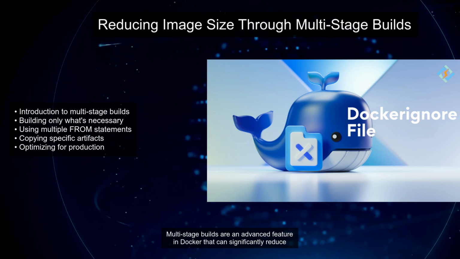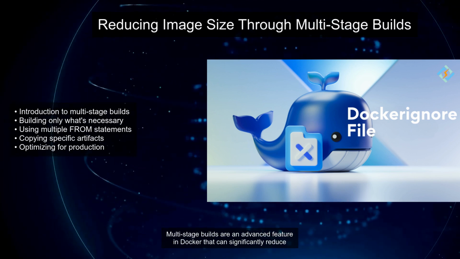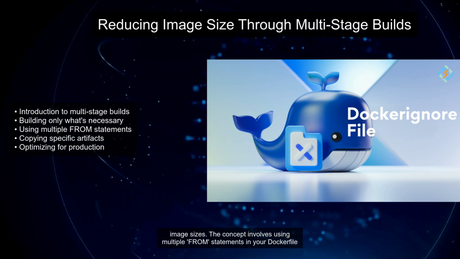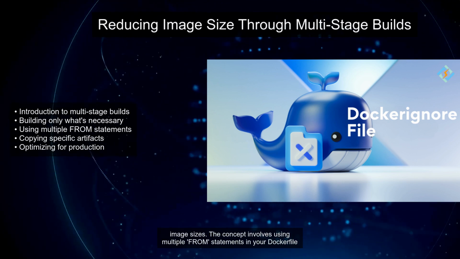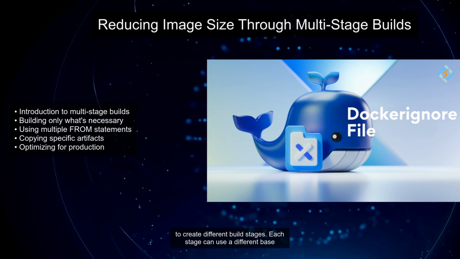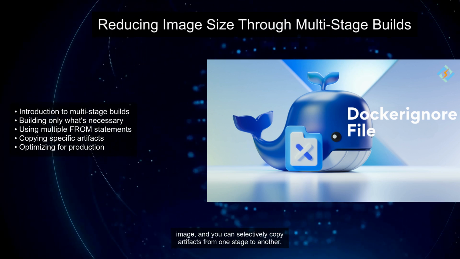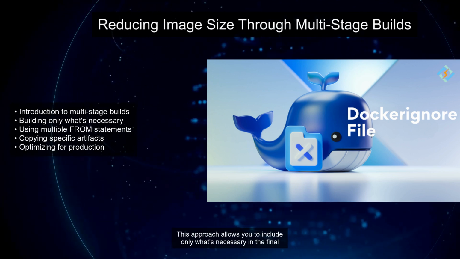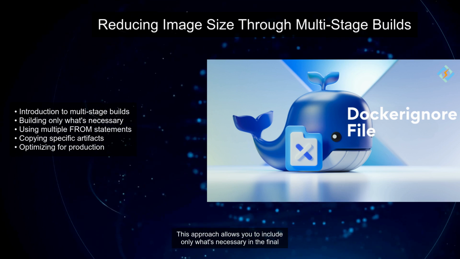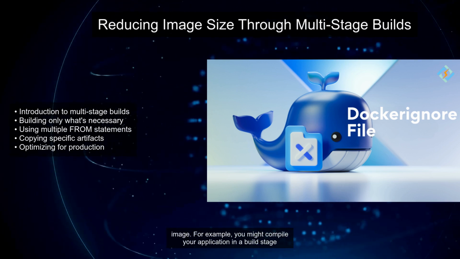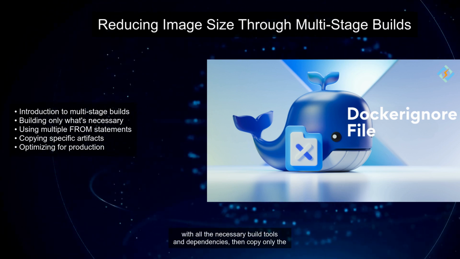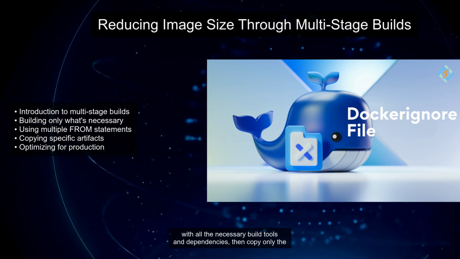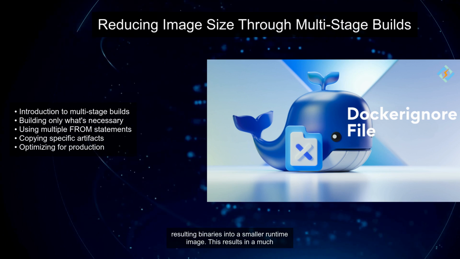Multi-stage builds are an advanced feature in Docker that can significantly reduce image sizes. The concept involves using multiple FROM statements in your Dockerfile to create different build stages. Each stage can use a different base image, and you can selectively copy artifacts from one stage to another. This approach allows you to include only what's necessary in the final image. For example, you might compile your application in a build stage with all the necessary build tools and dependencies, then copy only the resulting binaries into a smaller runtime image.